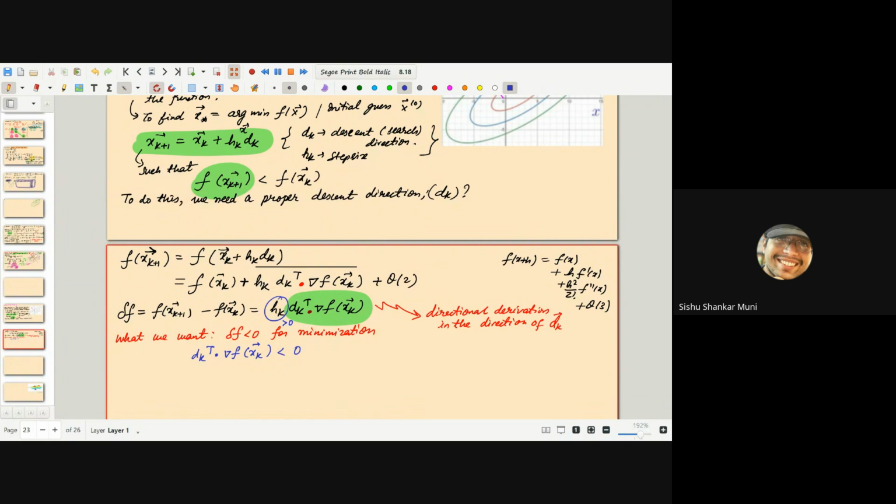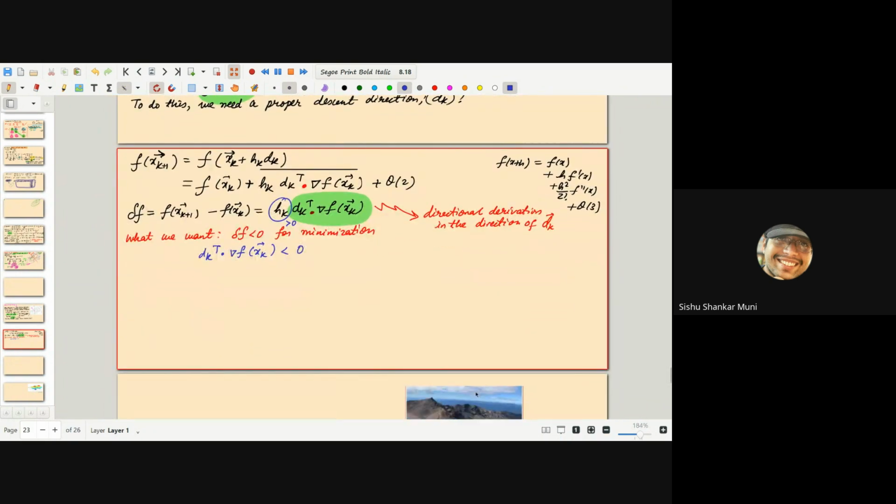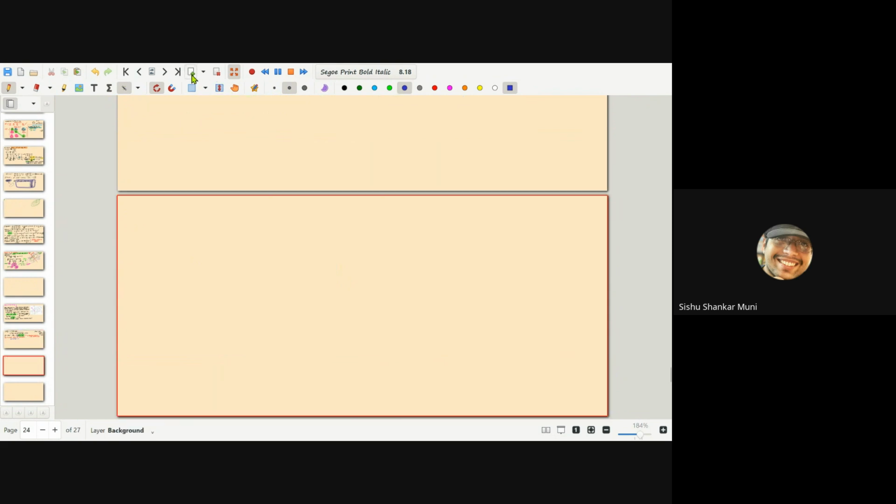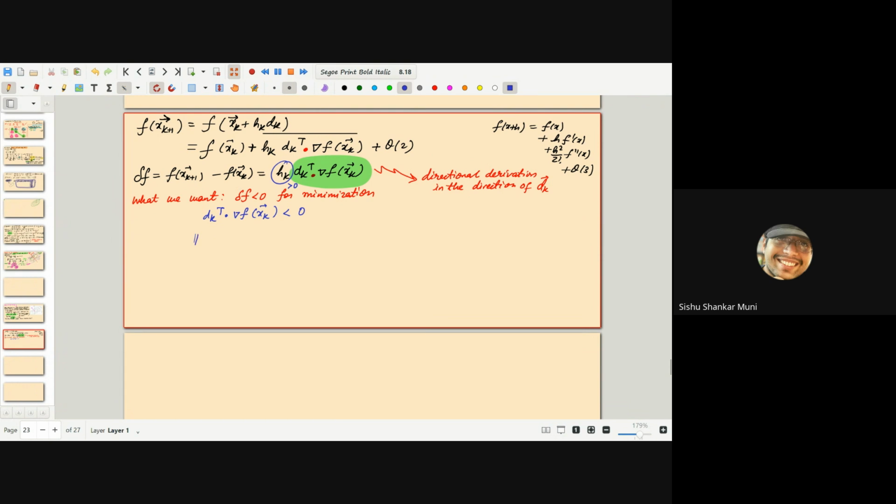Now, can we use the dot product definition? Can you tell me what is the definition of dot product? It should be the norm of dk times the norm of grad f at xk vector times cos theta, where theta is the angle between the direction vector and the gradient. That is less than 0. Now this is a norm, so it should be greater than 0. It is also a norm, so greater than 0. That implies the only thing that can make this negative is cos theta being less than 0.